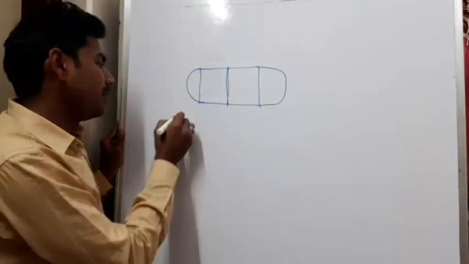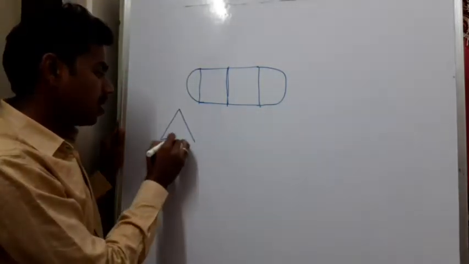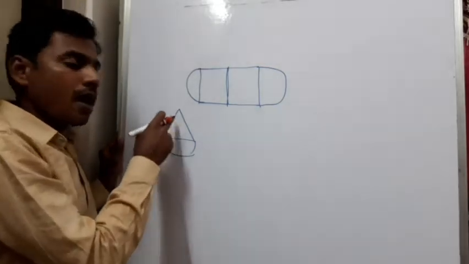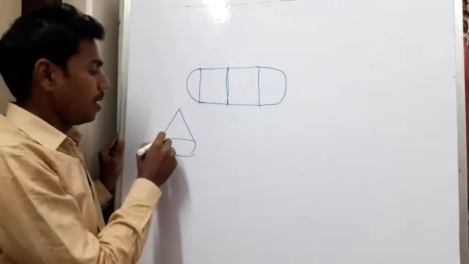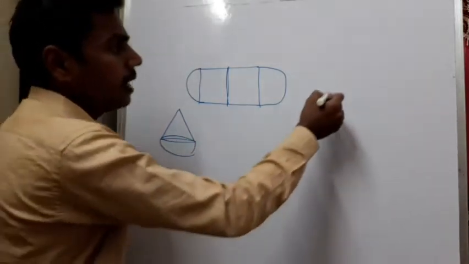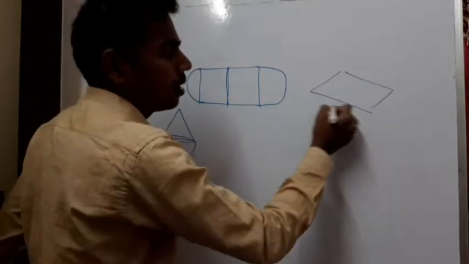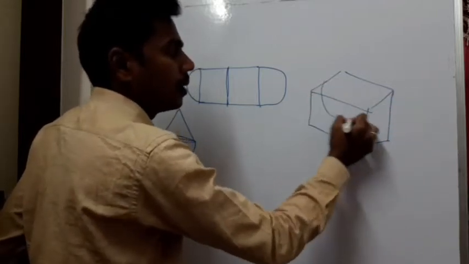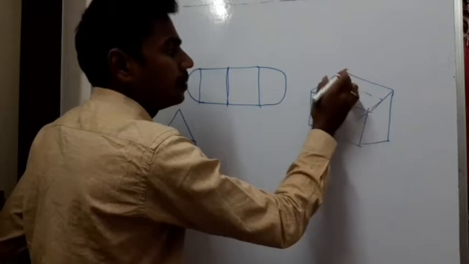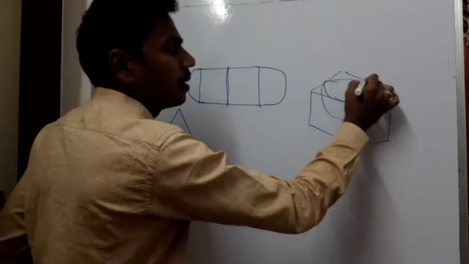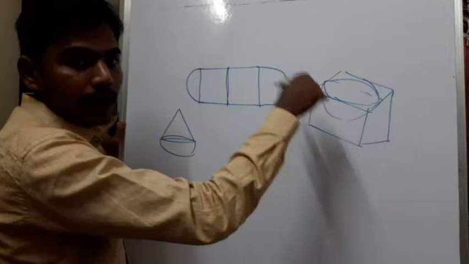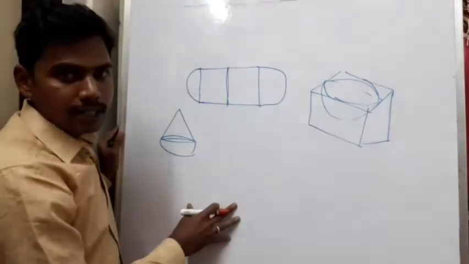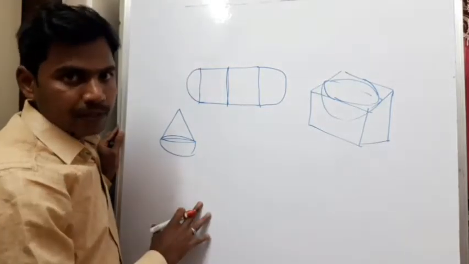So in our daily life, even if you observe a toy, this toy is a combination of cone as well as hemisphere. So even when you take a wooden block, and if you observe a wooden block with a hemispherical depression, so these all are examples of combination of solids.